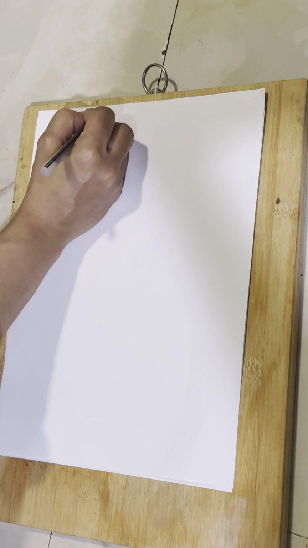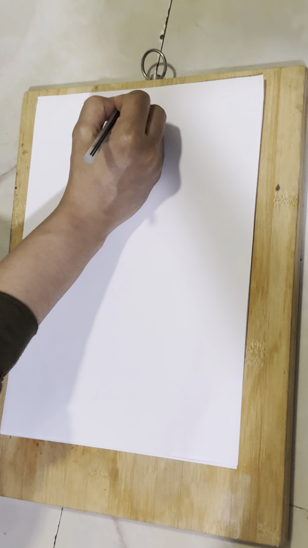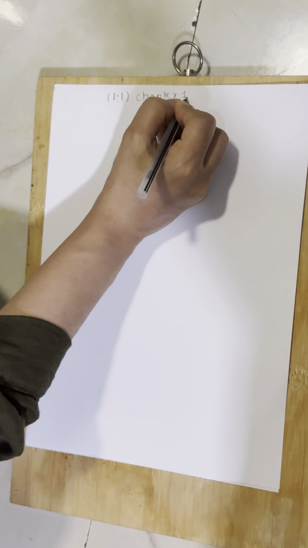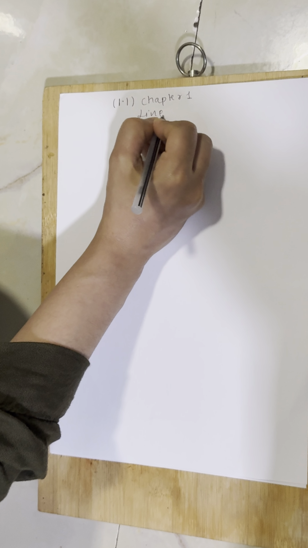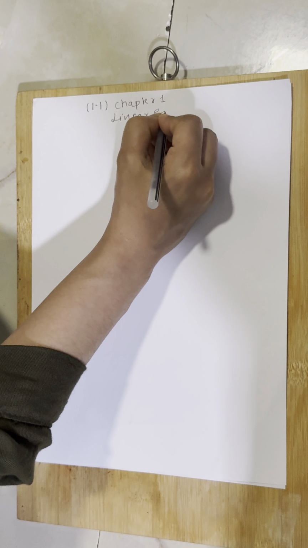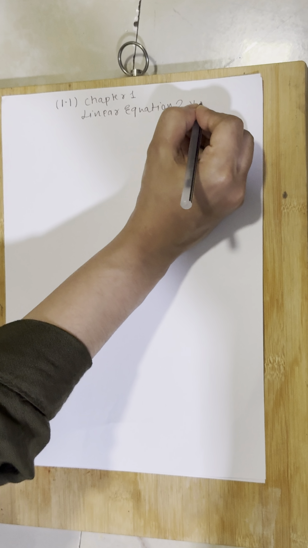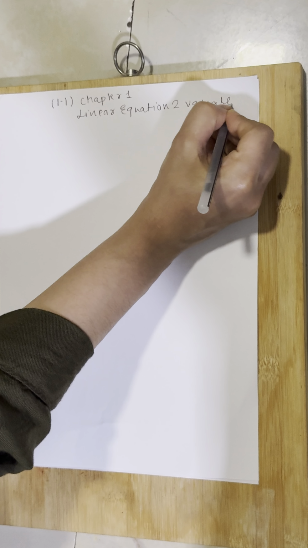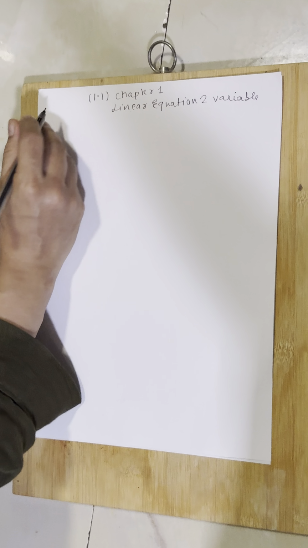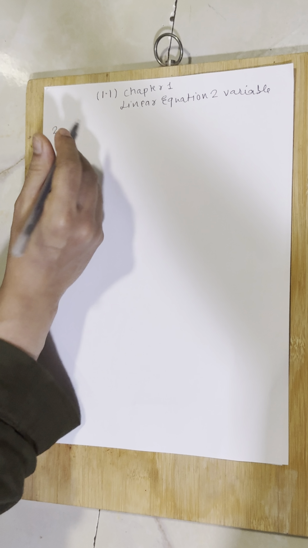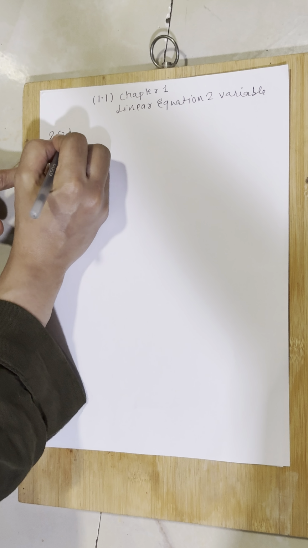1.1 practice set, chapter 1, linear equation with two variables. Okay, now we have done the first part. Second part ka first sum we have done. Now second part, second sum.